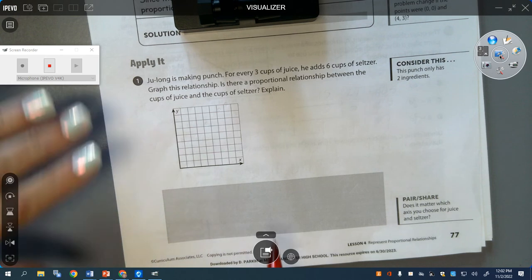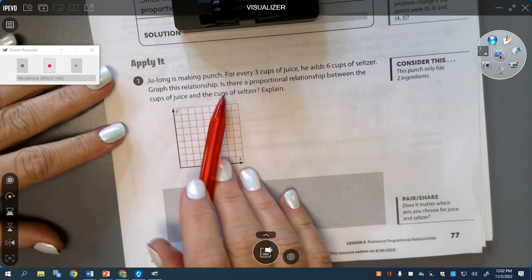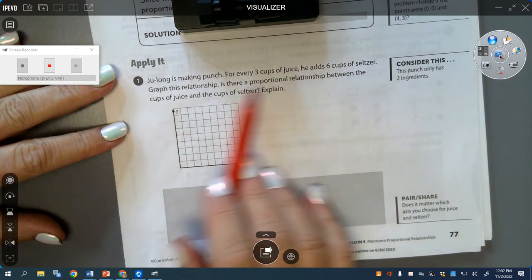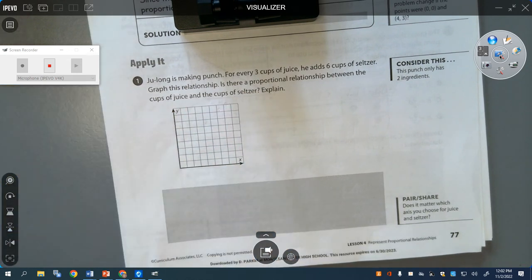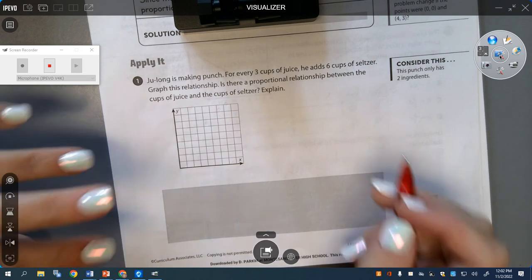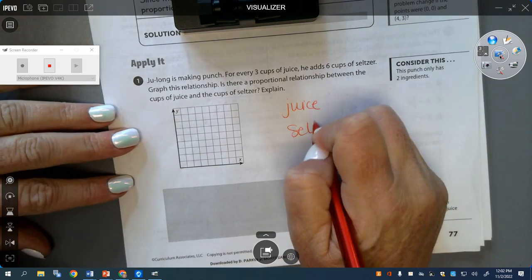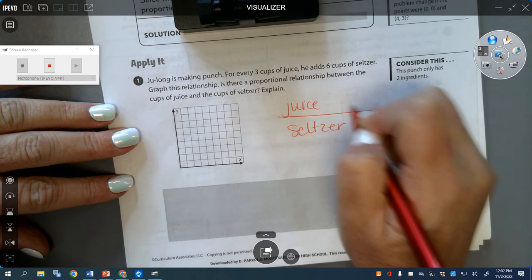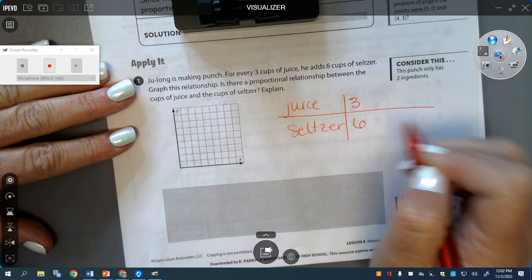So the problem says this. Julong is making punch. For every 3 cups of juice, he adds 6 cups of seltzer. Graph this relationship. Is there a proportional relationship between the cups of juice and the cups of seltzer? So far, if you think about it, I have 2 quantities, juice and seltzer. Now, they tell us this piece of information: for every 3 cups of juice is 6 cups of seltzer.